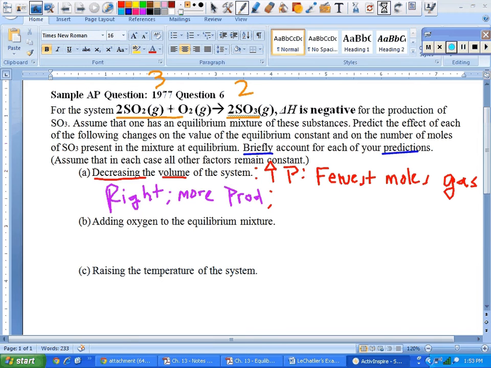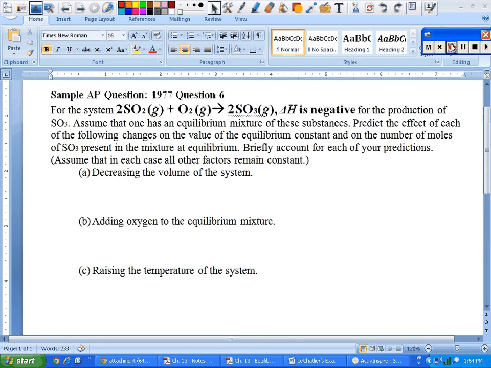Now let's look at B. You are adding. Now, when I think adding, I think what? I'm going to think away. So you are adding oxygen. So Claire, if I'm going to add something there, what way am I going to shift? Very good. Shift to the right towards the products. Now, again, you shift away from an addition.